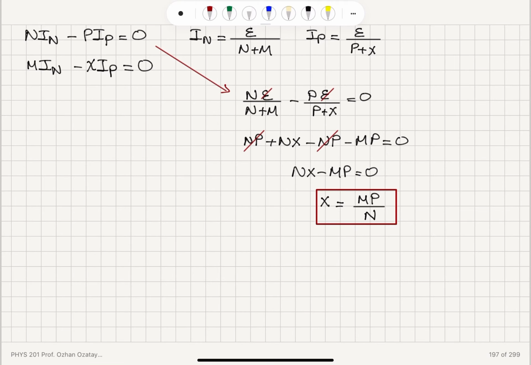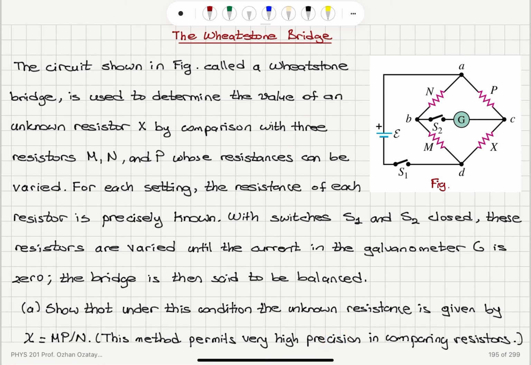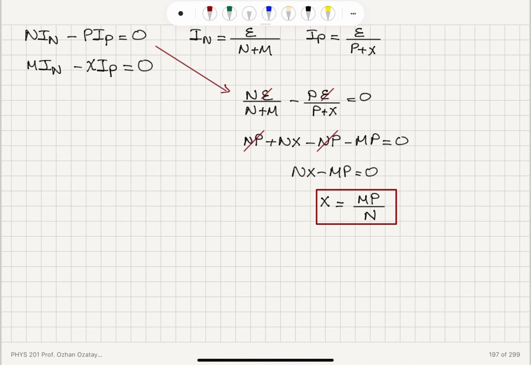So this was basically the suggested equation, X is equal to MP over N. So I showed that under this condition, the unknown resistance is given by MP over N. Now let's give it some values here.